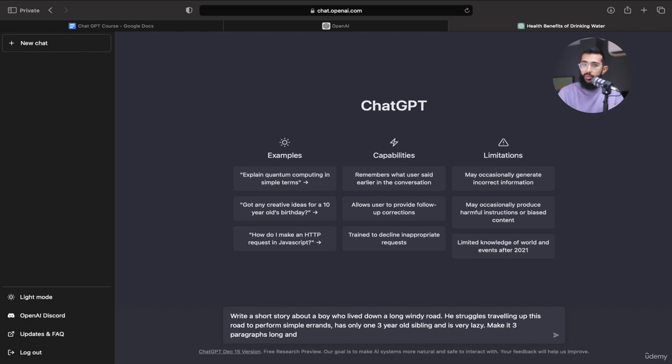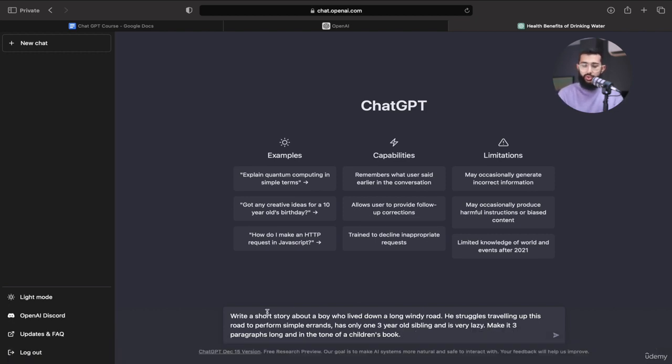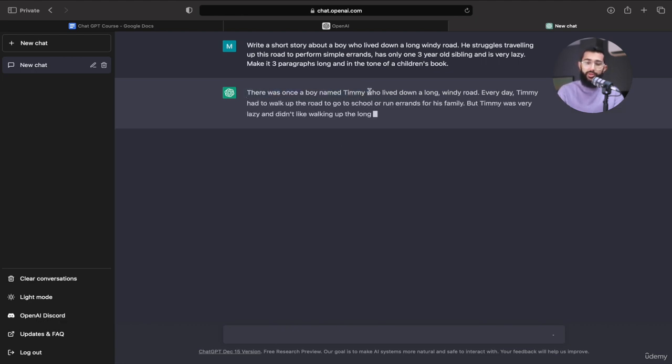Now that's super important because if I didn't include that, it doesn't know what tone to write it in. It could make it a novel, it could make it an adult novel, it could even turn it into a short script. But because I've explicitly mentioned I want a short story in the tone of a children's book, when we go ahead and hit enter, it writes it like a children's book. There was once a boy named Timmy who lived down the long road.